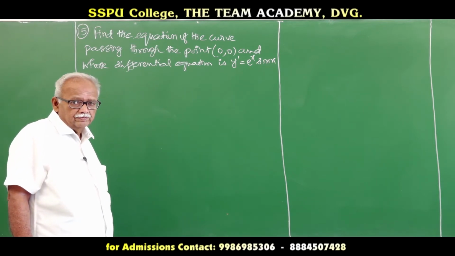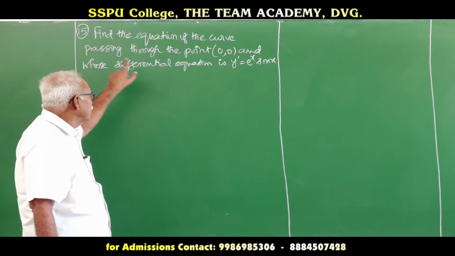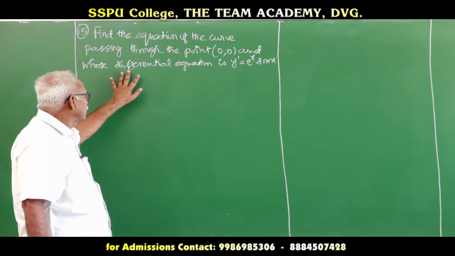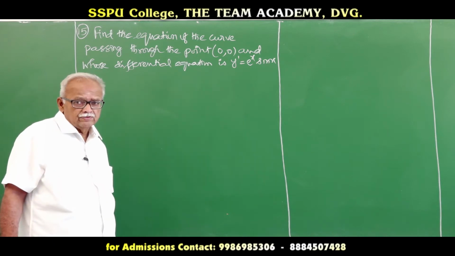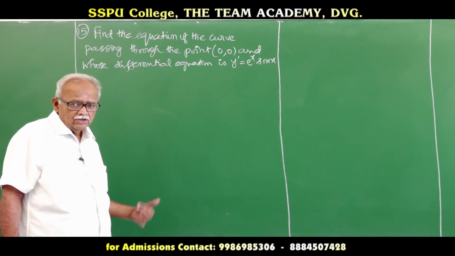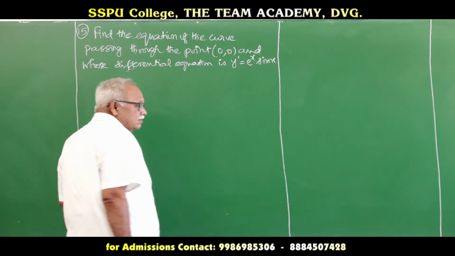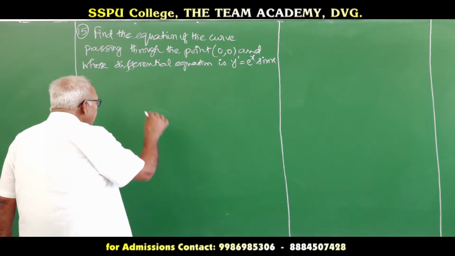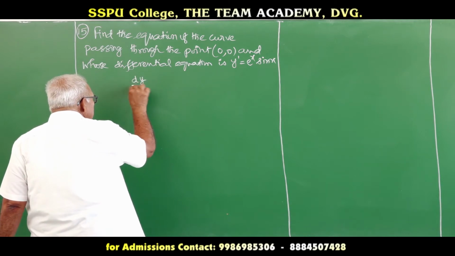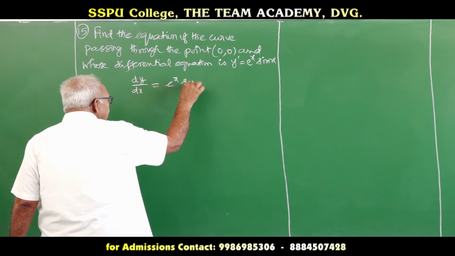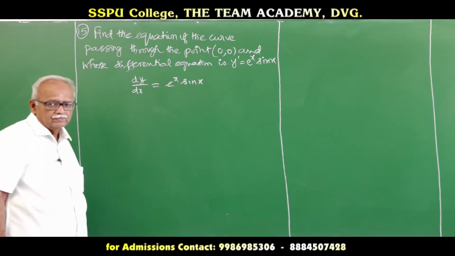To do the 15th question. Find the equation of the curve passing through the point (0, 0) and whose differential equation is given as y' = e^x sin x. Now, the given equation is dy/dx = e^x sin x.